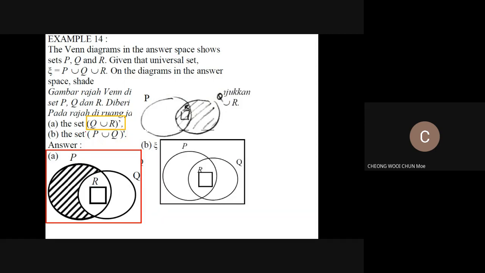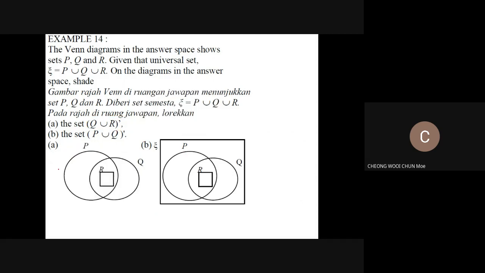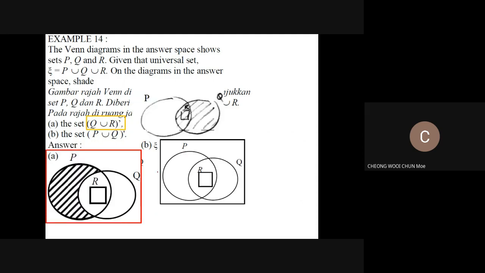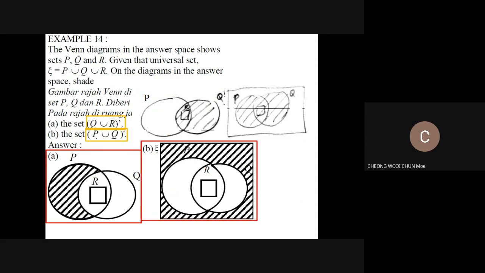Then you look at B. This one has a box, the universal set is the box. Now this one has no box. So from here, P union Q first: P and Q union is every P and Q, and you can ignore the R. Whole P and whole Q. Then the complement is outside of this one here.